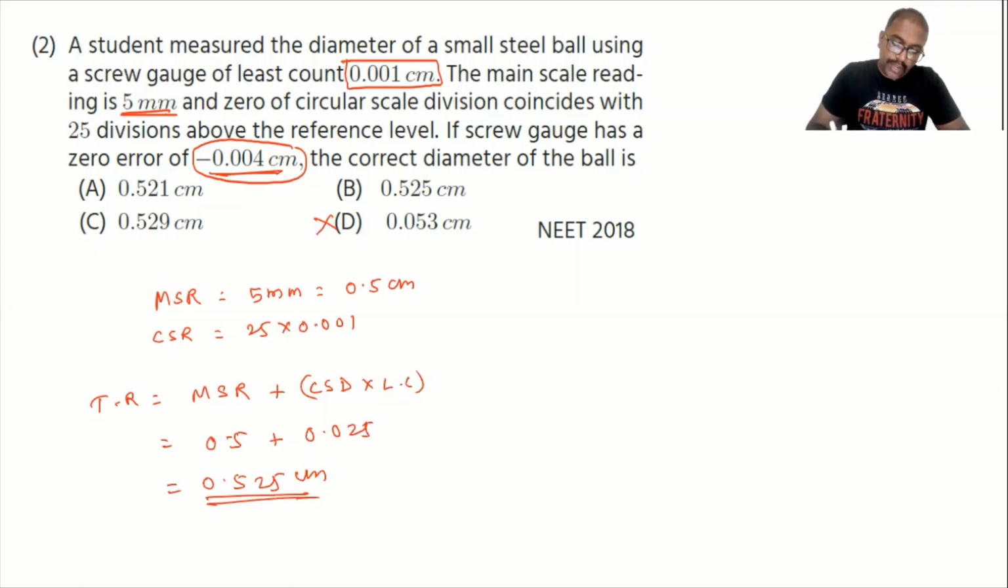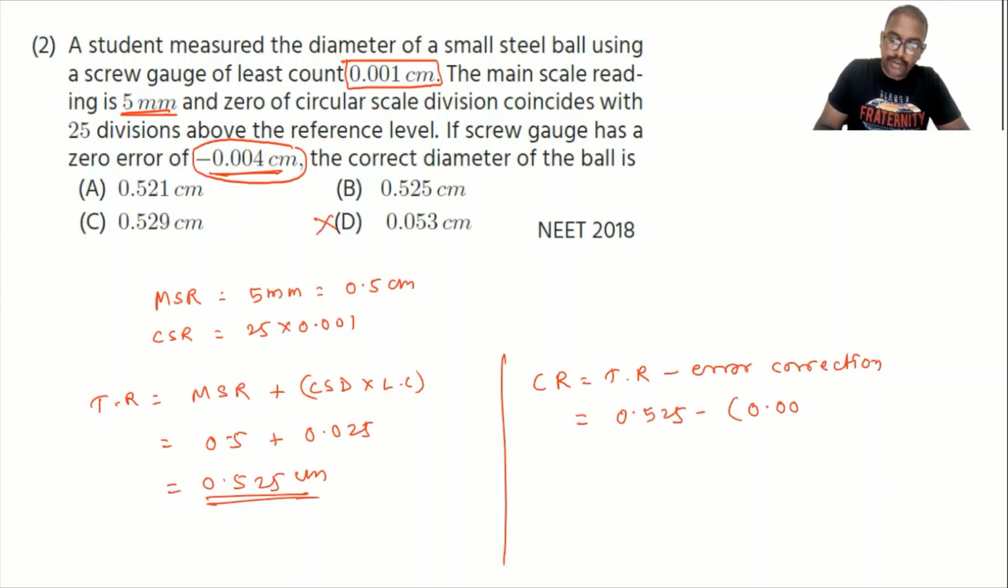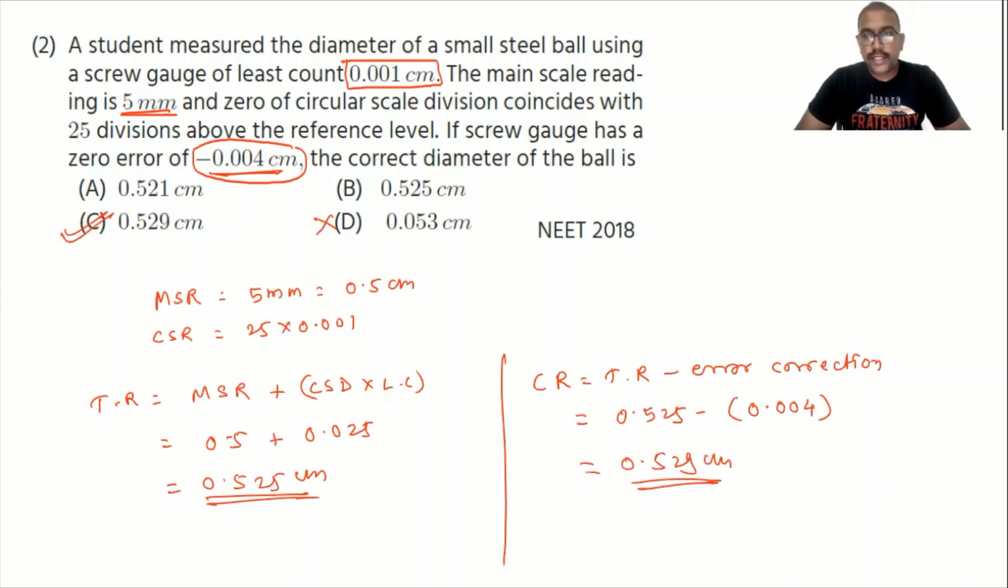So here we can write corrected reading is total reading minus error correction. So total reading is 0.525 minus, and this error correction is minus 0.004. So minus minus plus, so 0.529 centimeter is the answer. And it is written in the option C. So option C is the correct answer for this MCQ.